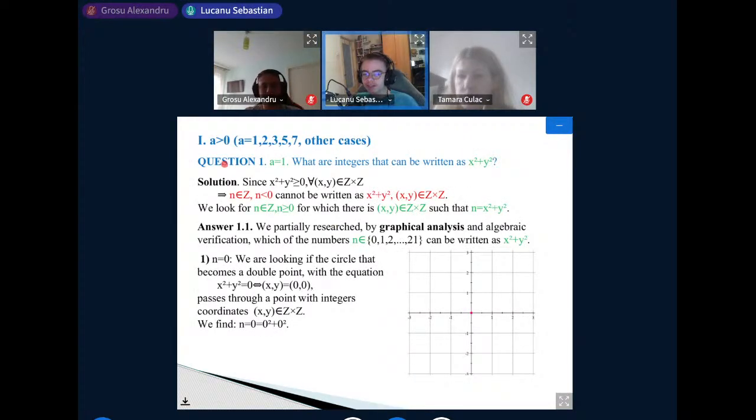So the first case, when a is bigger than 0: for a equal to 1, 2, 3, 5, 7, and other cases. The first question, for a equals 1: what are the integers that can be written as x squared plus y squared?